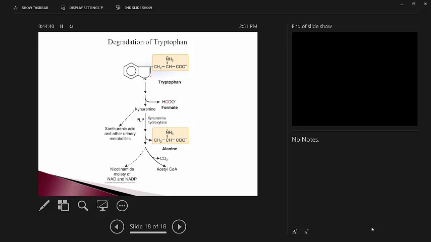And this one we also did, and the important thing about tryptophan degradation is that it goes to nicotinamide. So if you have sufficient amounts of tryptophan in the protein in your diet, you can make nicotinamide without having to augment it with niacin.